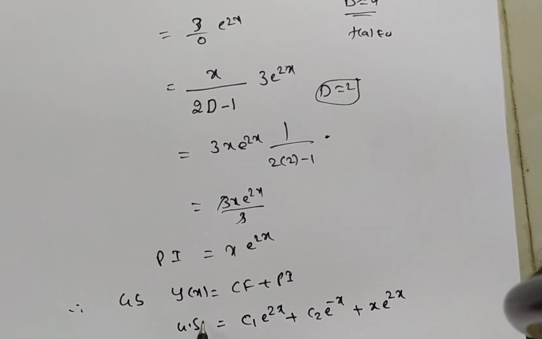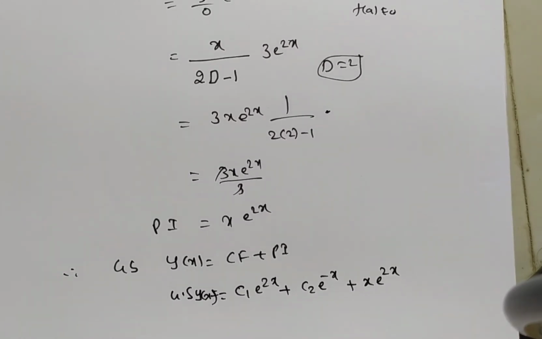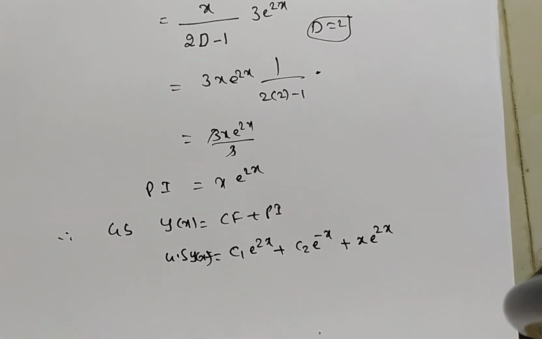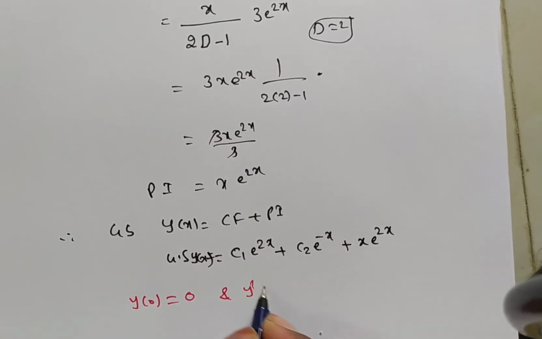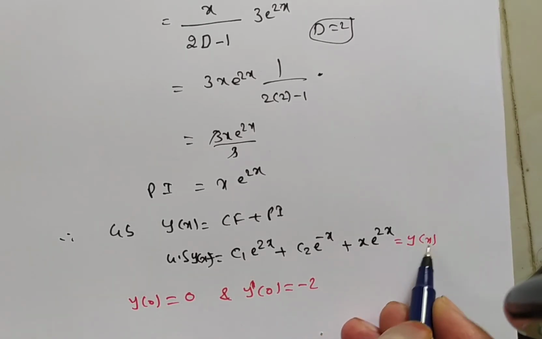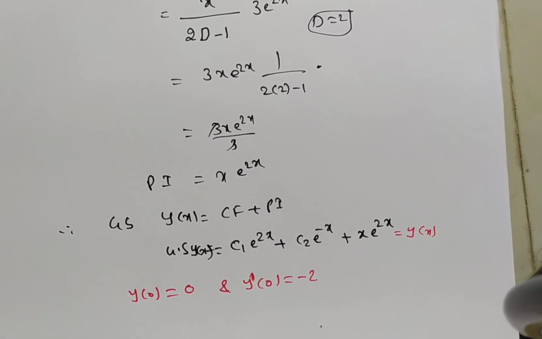So you observe the general solution contains two arbitrary constants. What are those? c1 and c2. Up to this is enough, but they have given some conditions. What are the conditions they have given? The conditions are y of 0 is equal to 0 and y dash of 0 is equal to minus 2. Now you see, to eliminate two arbitrary constants, how many equations do we require?